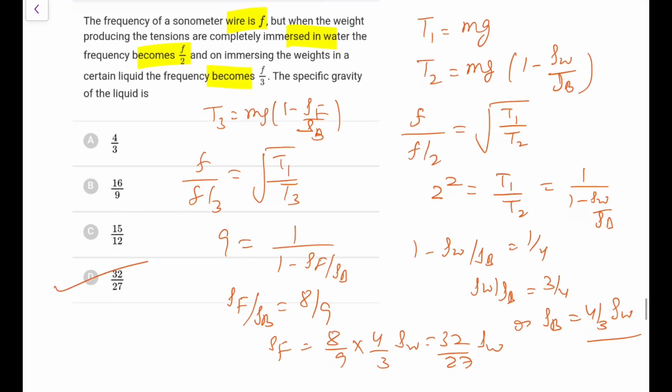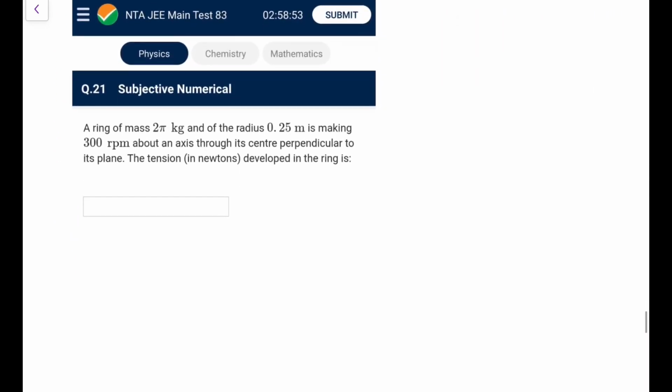You can go for the next question, this was the 20th. Now the subjective ones. A ring has mass 2 pi kg, radius this, making 300 rpm about an axis through its center normal to the plane. The tension developed in the ring is?